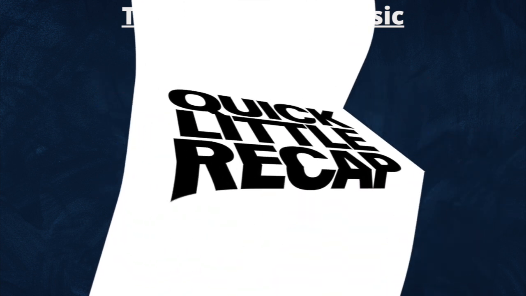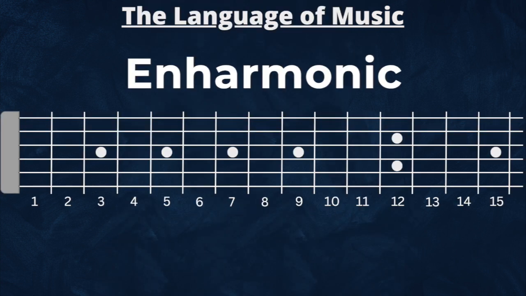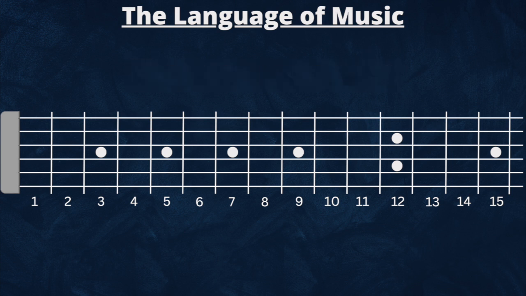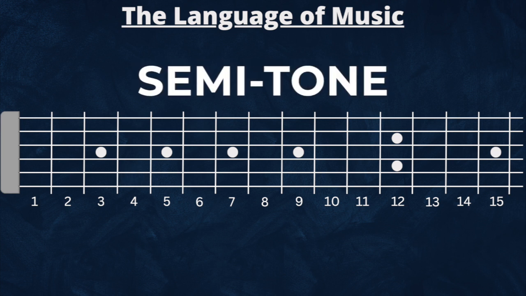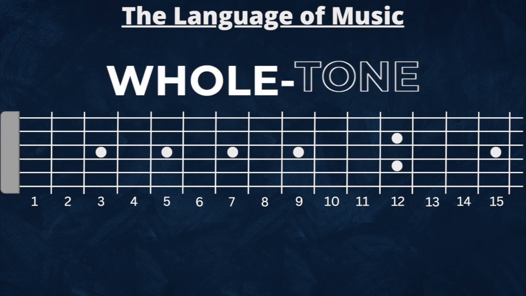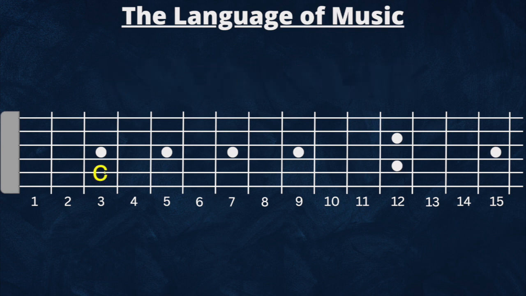So let's do a quick little recap here. We've learned about enharmonic, which just means that one sound can have two different names, like C sharp can also be called D flat. We've learned about semitones, which is going one fret. So if we went from C to C sharp, that is a semitone. And then we also learned about whole tones, which is going from C all the way up to D. So that is 2 frets away. So we went from C, skipped over C sharp, and then went straight to D.